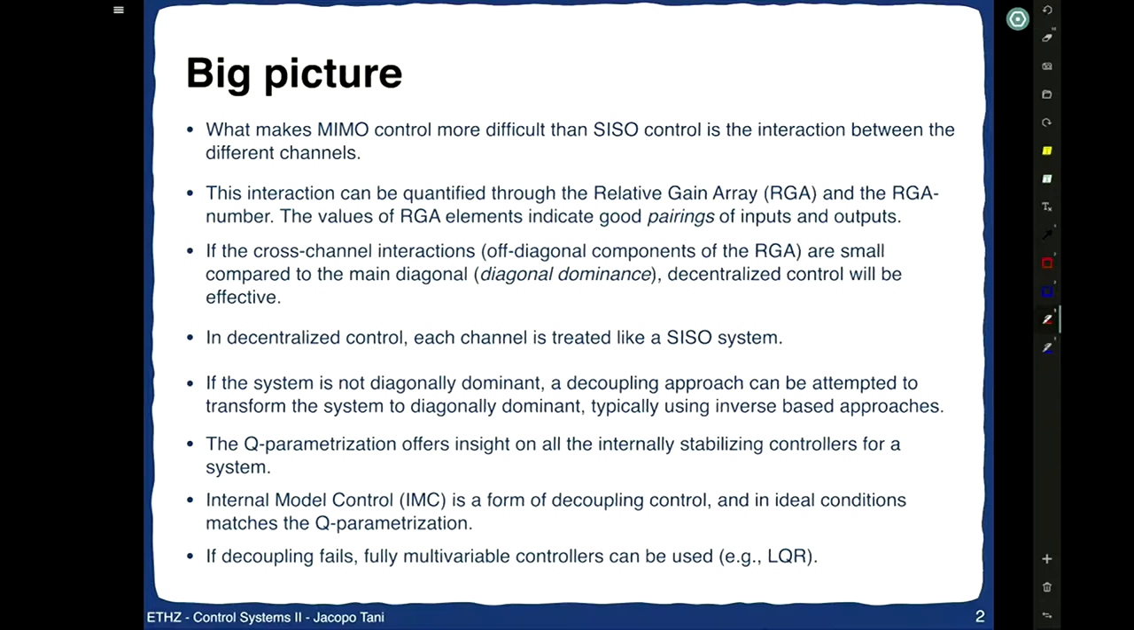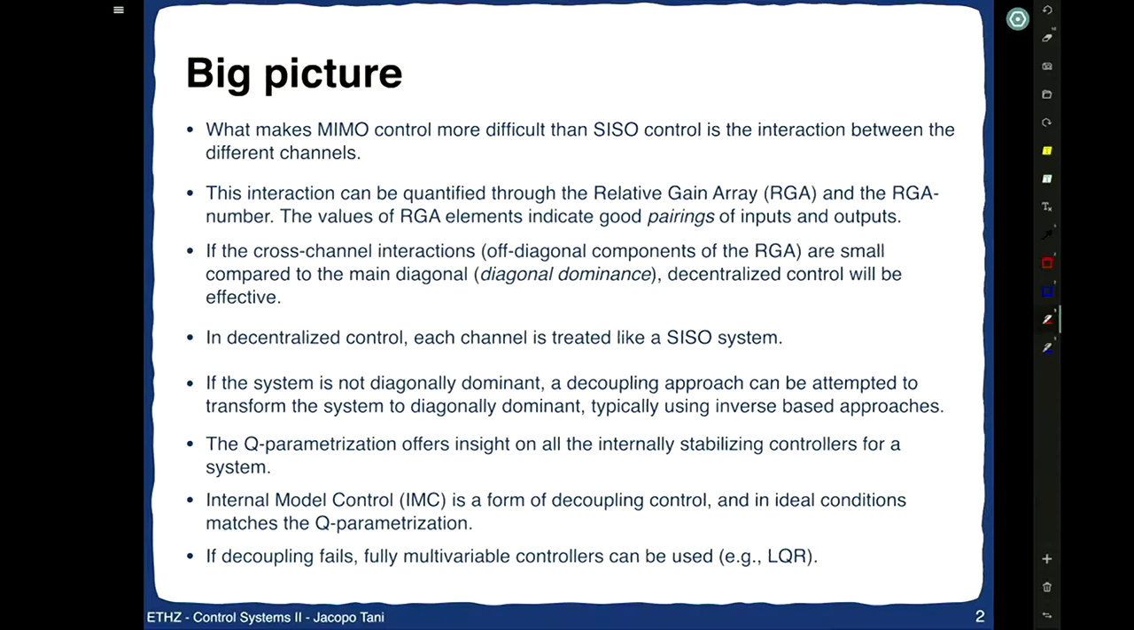And then we said, okay, but what if that's not the case? Well, if that's not the case, then let's try to add a filter, add a transformation, add some sort of mathematical operation that allows us to put ourselves in that situation of decentralized control. And we called this the decoupling control.